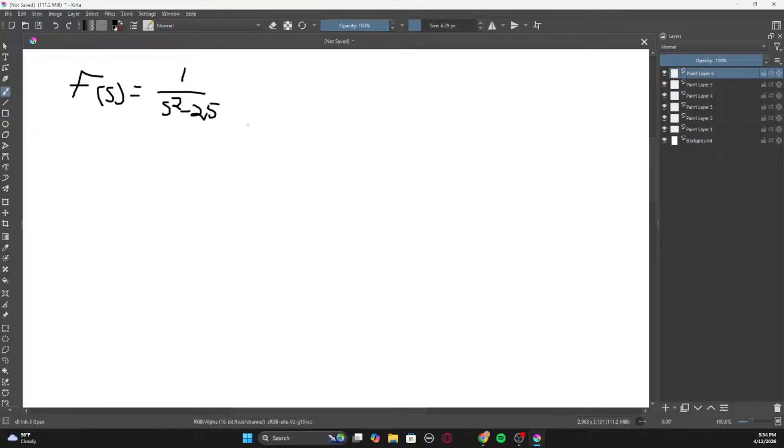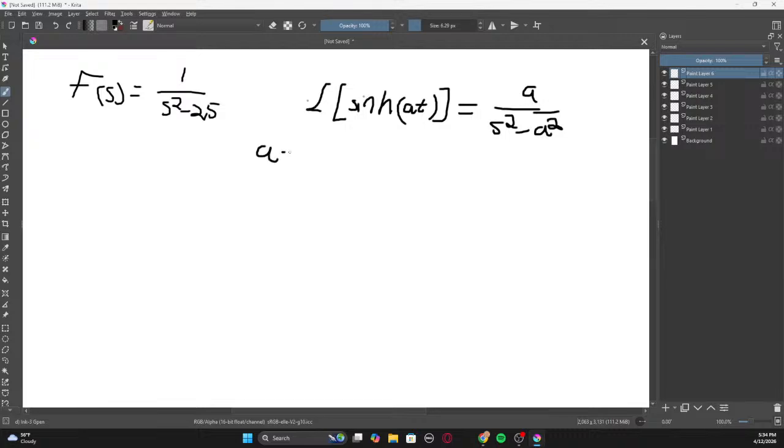So let's see if we can recognize the formula we'll use. The hyperbolic function, not cosine but sine, right? Okay, so sine. This is given from the table of values I have. So we know that this would be equal to a over s squared minus a squared. In this situation, we have a equal to 5, so it's 1 over 5.